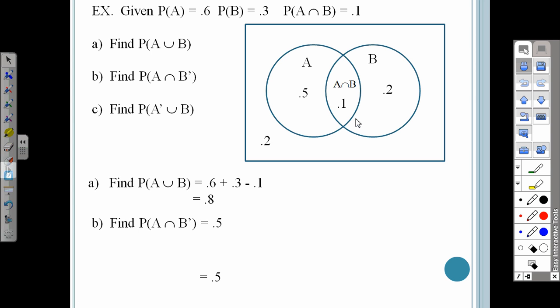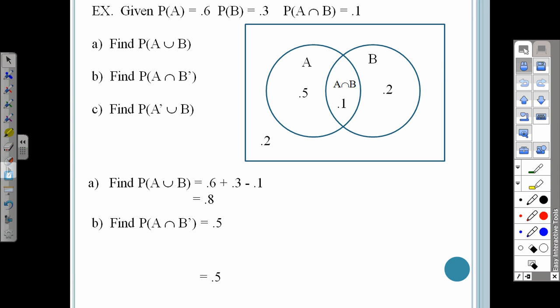Okay, next one. Find the probability of A and not B. Now this one is a little bit more complicated to figure out. The probability of A and not B. So that means it has to be in circle A, but at the same time it cannot be in circle B. So that means we just want this area right here, which is the 0.5.